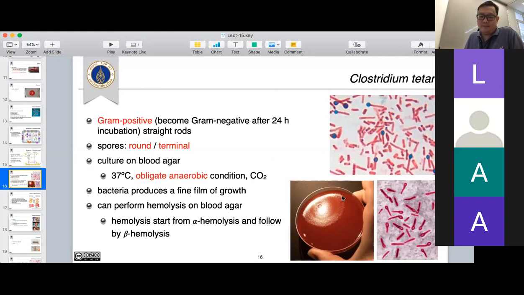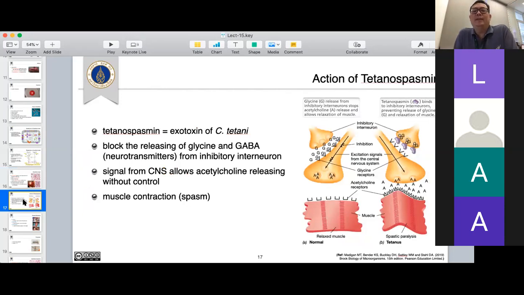Hemolysis can happen, but they start from alpha hemolysis. And if you keep the time, then it shows beta hemolysis later. So the key point of Clostridium is they produce a toxin. And the toxin of Clostridium is an AB type toxin. I will not go into detail, just the concept. The toxin of Clostridium tetani is named tetanospasmin. Okay, tetanospasmin is an exotoxin. Exotoxin means a toxin they produce and secrete out from the cells.